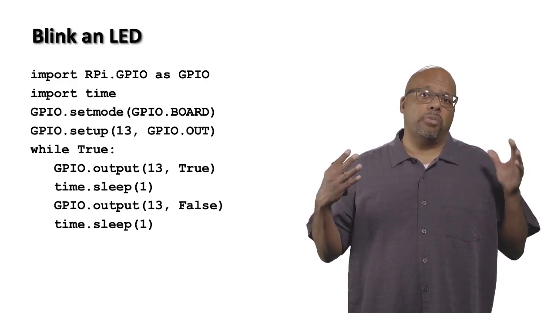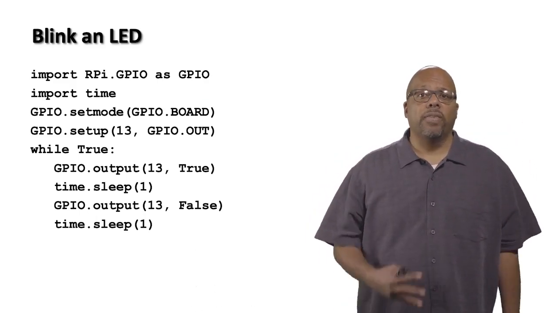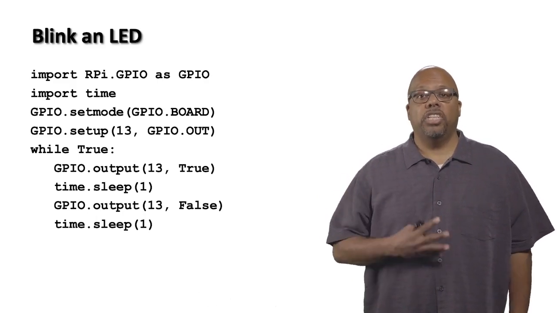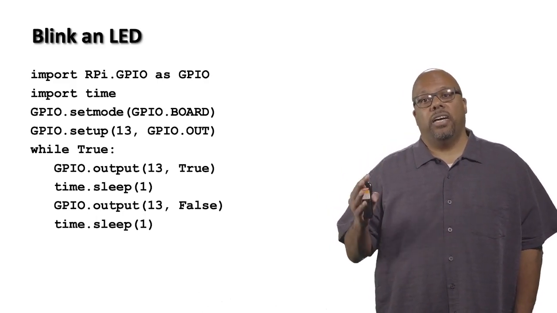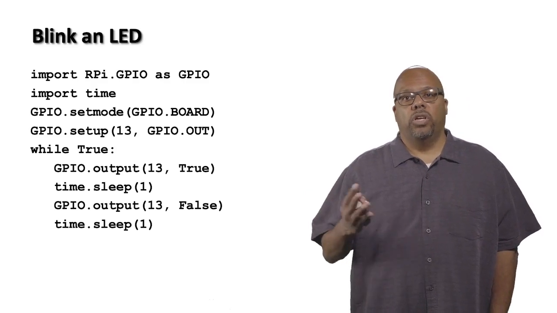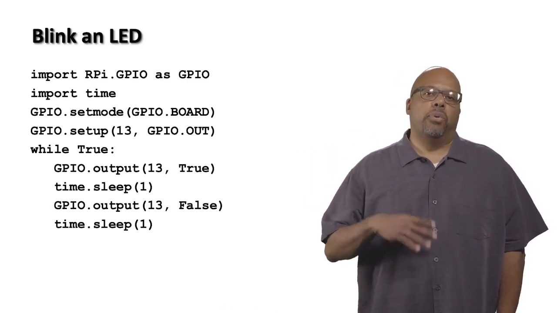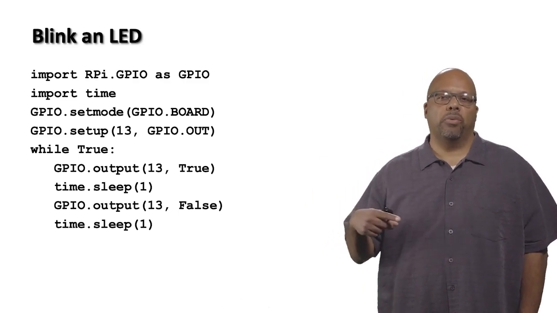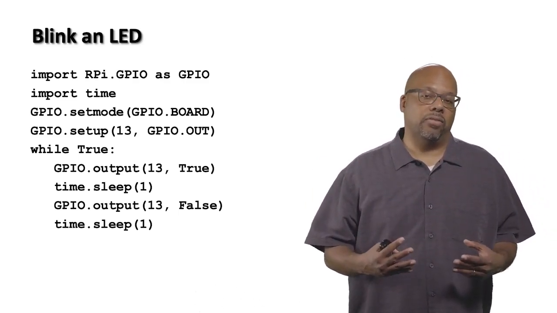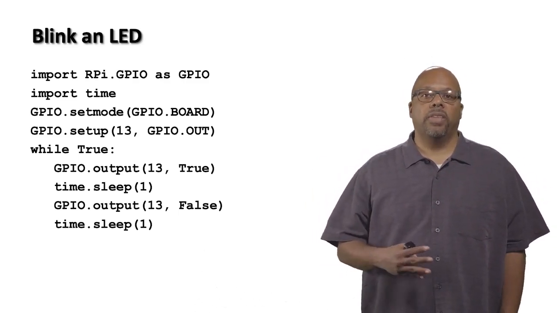First thing we do at the top of the program is we import some packages. Since we're using the GPIO pins, you've got to import RPi.GPIO. We call it GPIO just for convenience's sake. Import time, because we want to do sleep operations in this, because we want to blink an LED, right? So we need a time package.